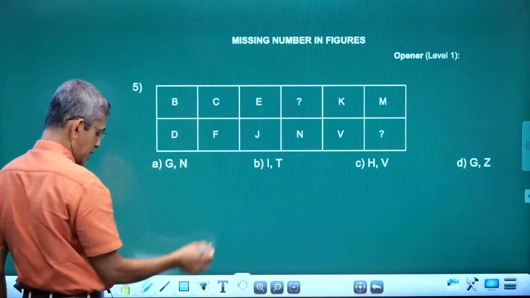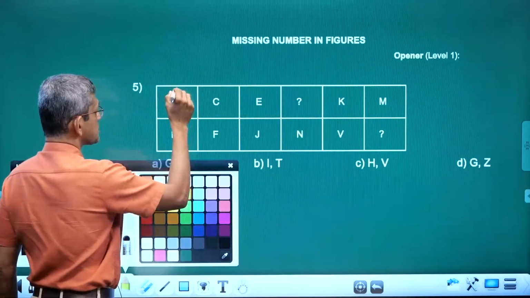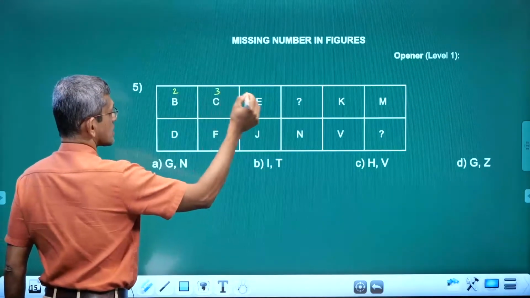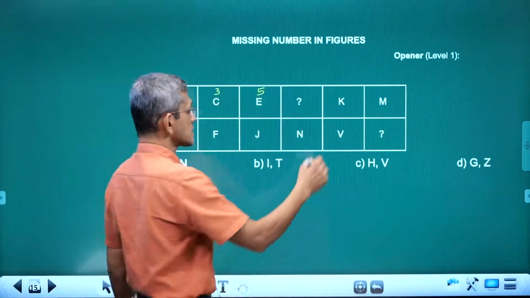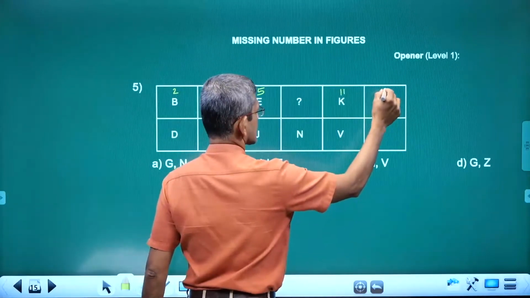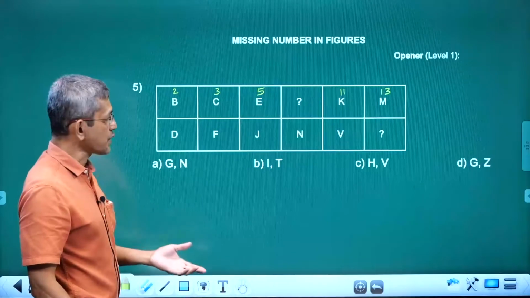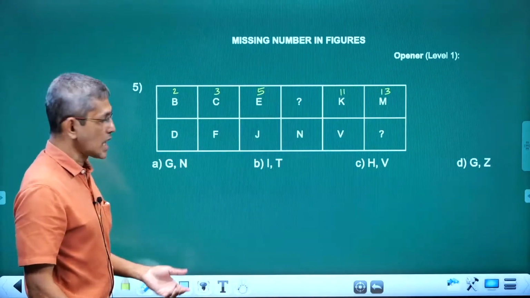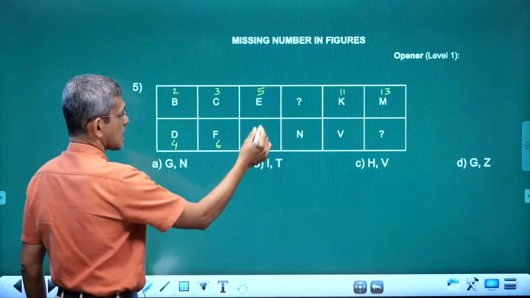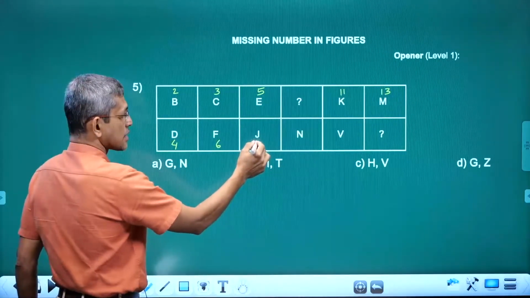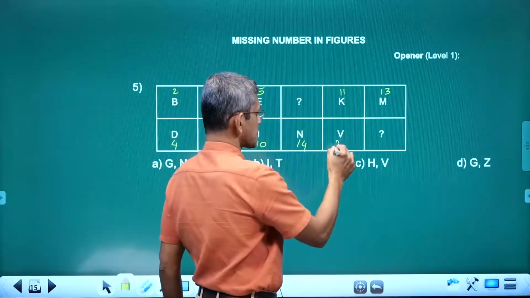B, if you look at the position values of letters, B is the second letter. So 2, and this one is 3, and this one is 5, and this is 11, and 13. So is there a pattern there? 2 and 3, 5, and next one, any idea? How about the position values here? These are what? 4, 6, and this is 10, and this is 14, and this must be 22.